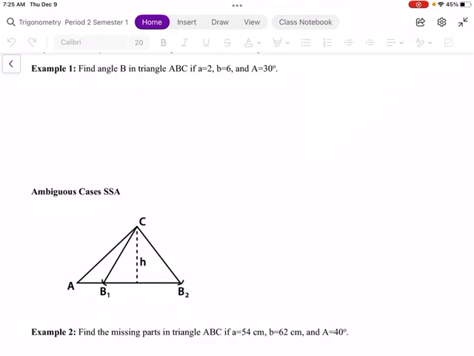So why don't you go ahead and do example 1, attempt that problem, and then once you get your answer, press play and then check it.